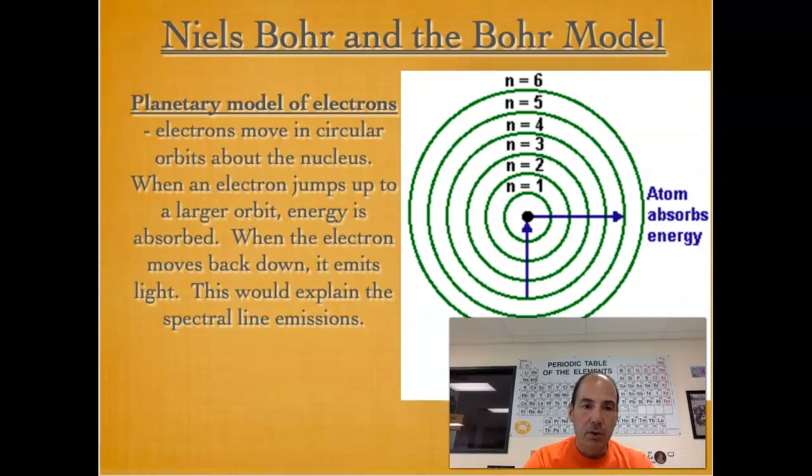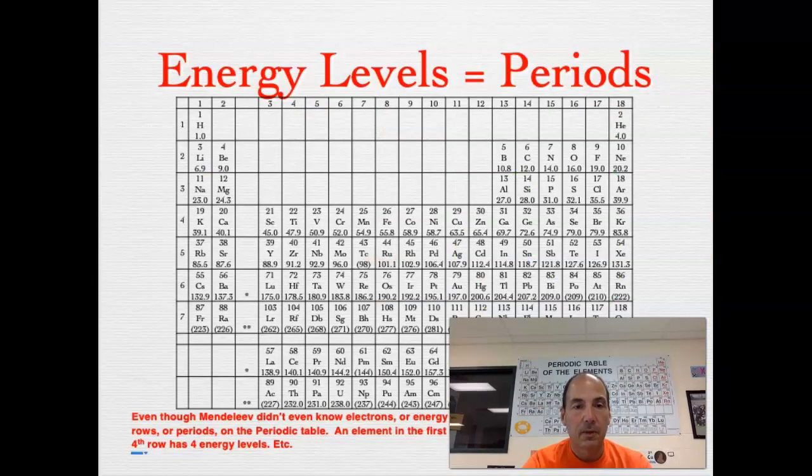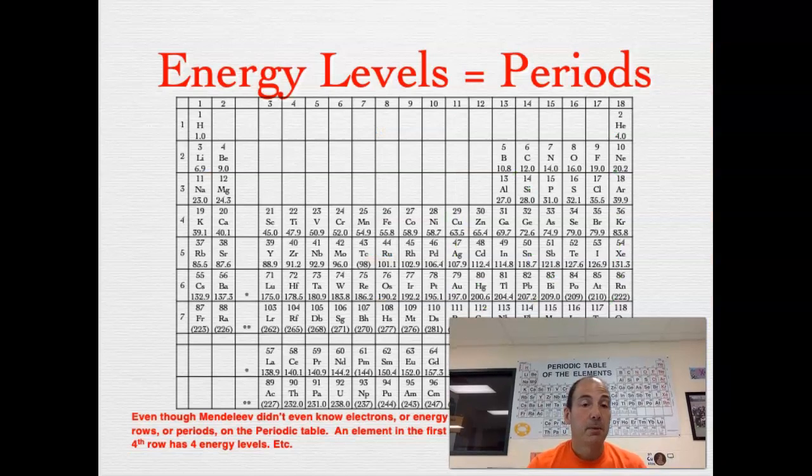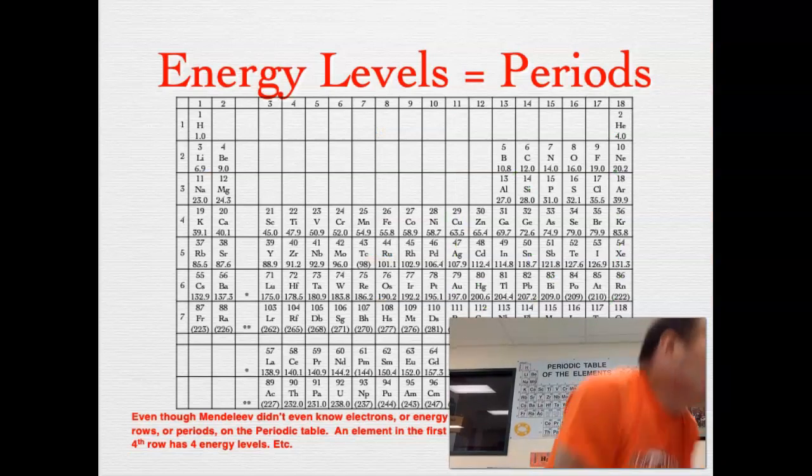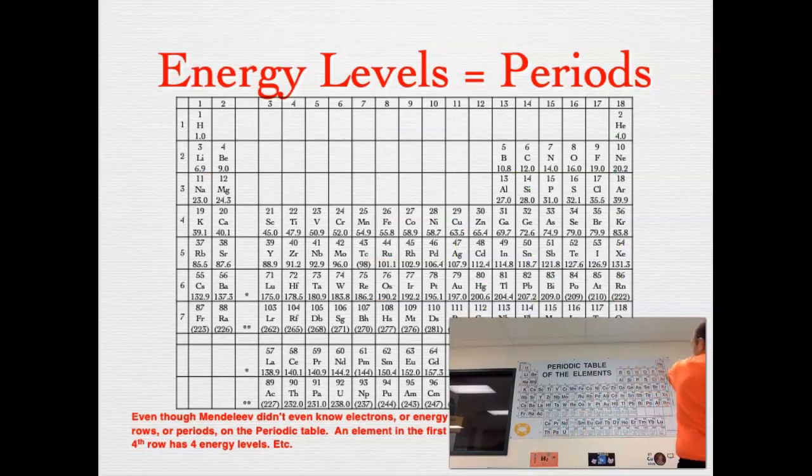Now, it's important to understand that energy levels are mirrored on the periodic table by the periods. You notice that hydrogen and helium are the only two elements in period 1. They only have one energy level. Then in the second row, we have lithium, beryllium, boron, carbon, nitrogen, oxygen, fluorine, neon. That means they have 2 energy levels, and so on down the line.